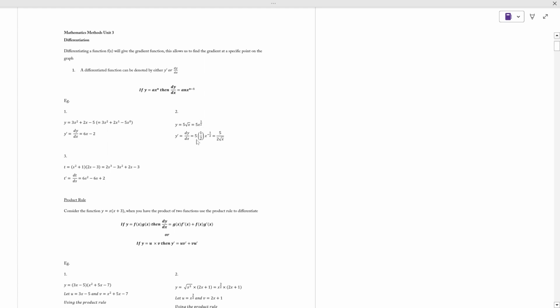So then it's 5 multiplied by half, and then obviously subtracting 1 from the power. So half minus 1 will give you negative half, right? So 5 times half, x to the power of negative half, which is equal to 5 over 2 root x.